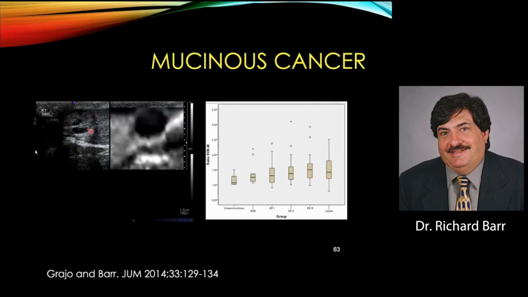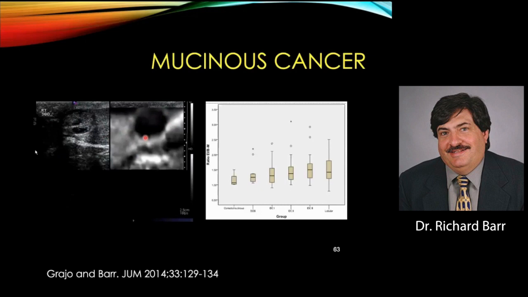I show this slide for 2 reasons. This is a mucinous cancer. It does have a ratio of 1. But again, you see the lesion extremely well on strain elastography. Why? The acoustic properties are the same as the background, so we don't see it very well on B mode, but the mechanical properties are extremely different. So we see it very well on elastography.